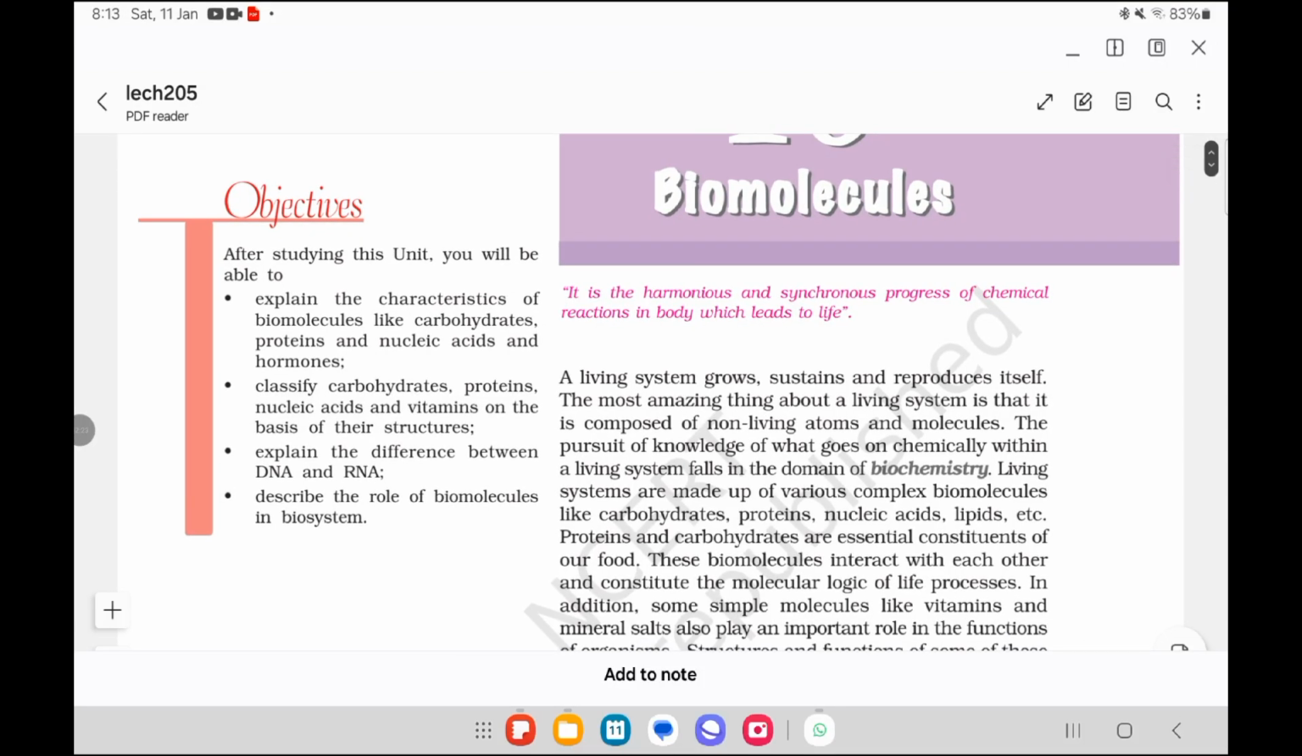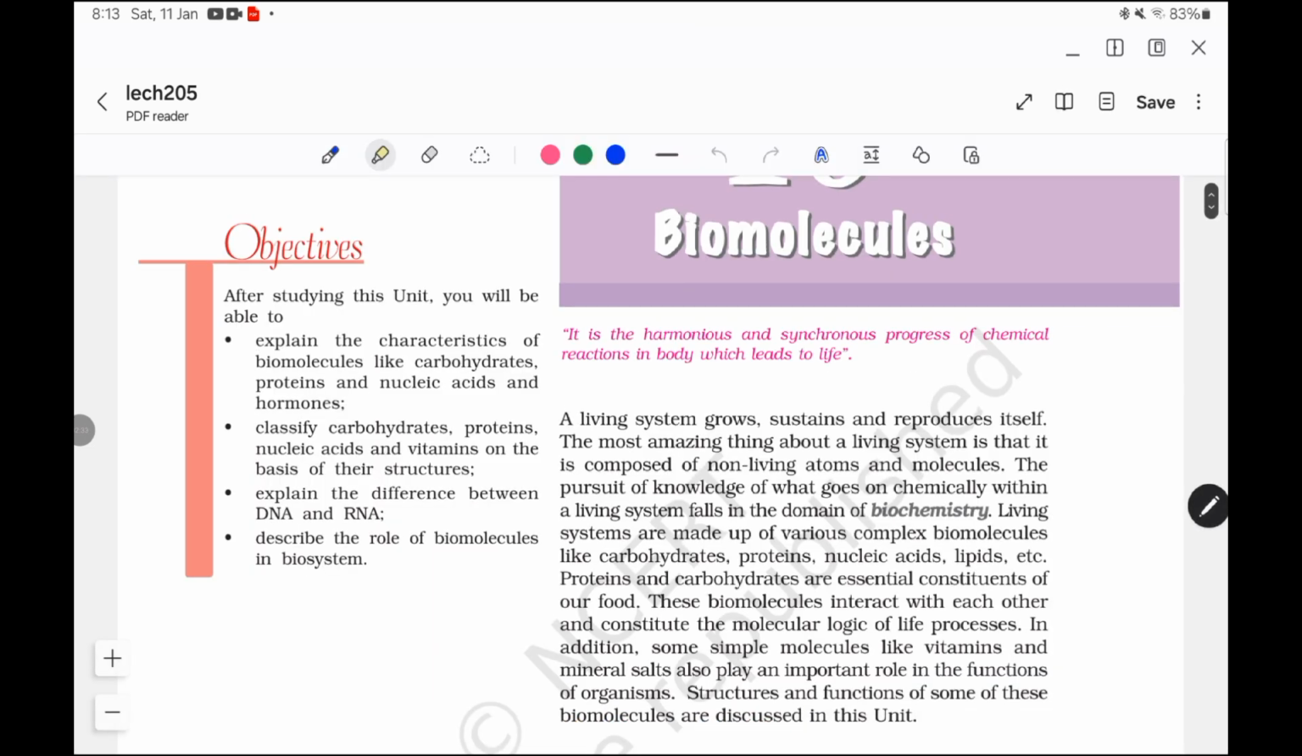Hello children, today we are going to start with biomolecules. What are the objectives of studying this chapter? First, let us quickly have a look at that. Firstly, we'll be talking about the characteristics of biomolecules like carbohydrates, proteins and nucleic acids. Then we talk about the classification of carbohydrates, proteins, nucleic acids and vitamins on the basis of their structures. What is the difference between DNA and RNA? And finally, what is the role of biomolecules in the biosystem?